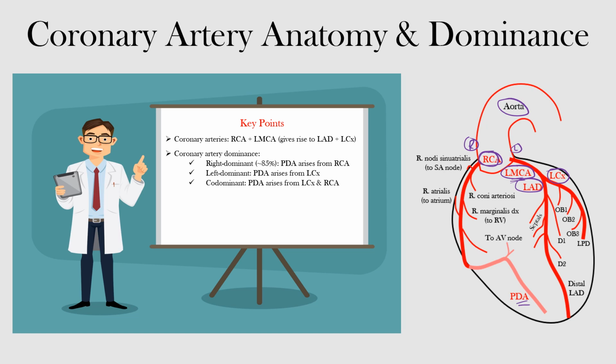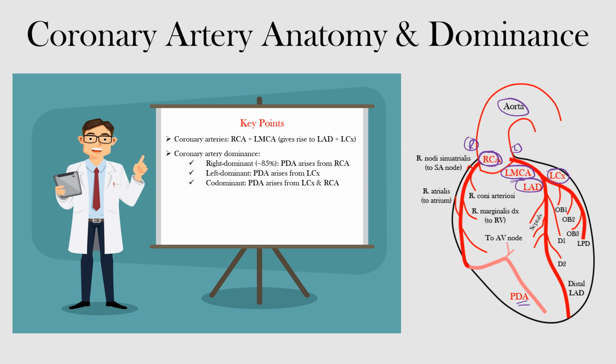Now, you've probably heard of something called coronary artery dominance. That is left, right, or codominance. This has to do with the posterior descending artery, or the PDA, which supplies the inferior wall of the left ventricle and the posterior 1/3 of the interventricular septum. It is the PDA that determines coronary artery dominance.